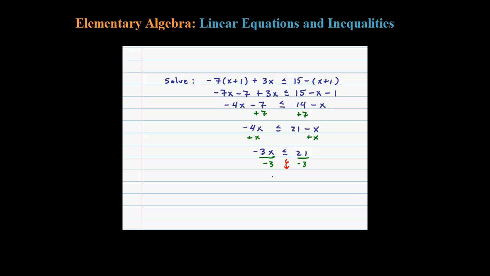So negative 3 divided by negative 3 is 1x. But this time, instead of less than, it's going to be greater than or equal to negative 7. Okay, so there's our answer here. All the numbers greater than or equal to negative 7 should solve the original inequality. Okay, that's infinitely many solutions, so we're going to have to express our answers on a number line or interval notation, depending on what it asks for.